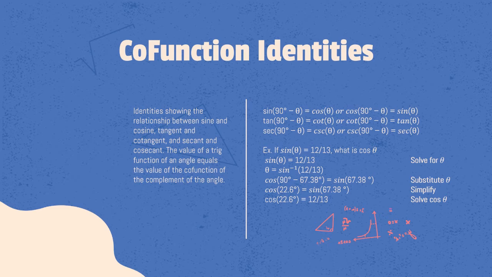I know it might seem complicated, but they really are just the inverse of one another, like how sine is the inverse of cosine, tangent and cotangent, secant and cosecant.